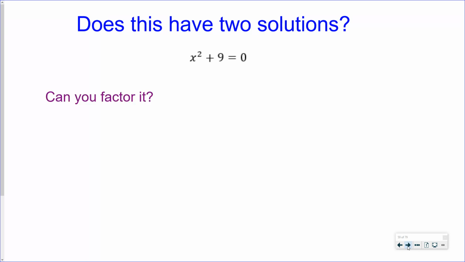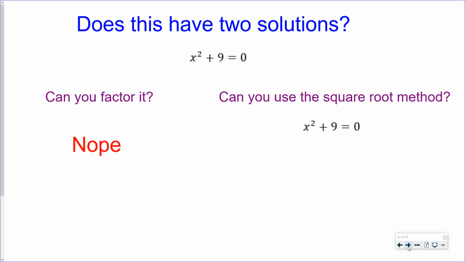Can you factor it? Is it the difference of two squares? It's not x plus 3 times x minus 3, because if you do x plus 3 times x minus 3, you get x squared minus 9. You don't get x squared plus 9. In fact, there's no way to factor it. It doesn't factor.